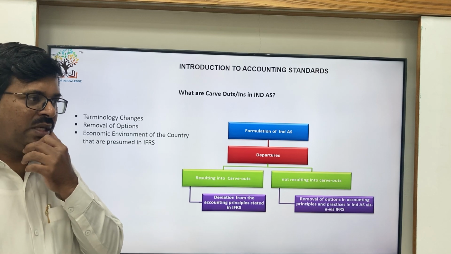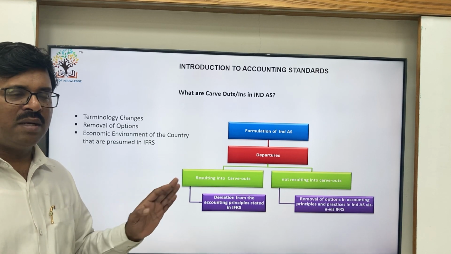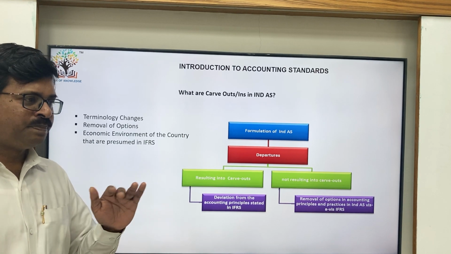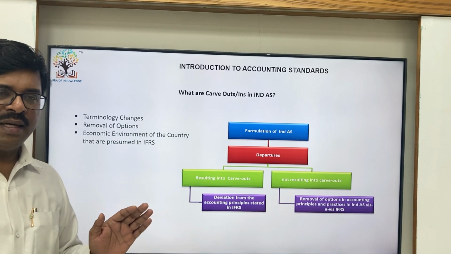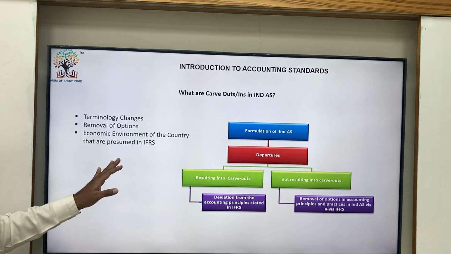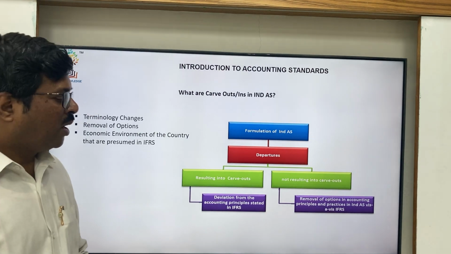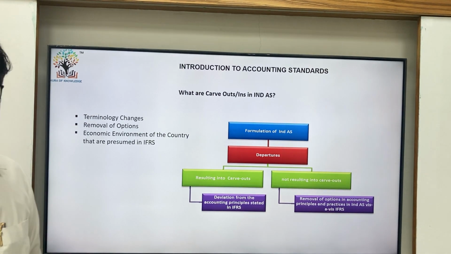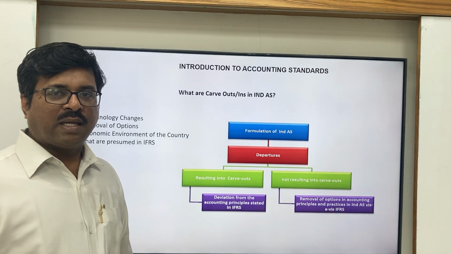This is the theoretical part. It has no implication on the standard, just for understanding purposes. I hope you have got a broad view of the accounting standards, IND AS and IFRS.